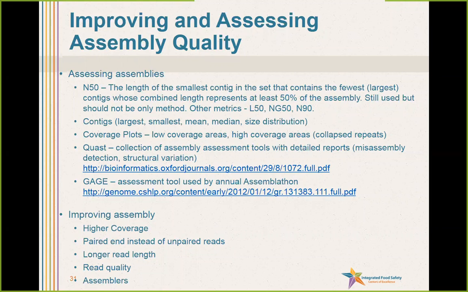There are also ways to improve assembly, which include having higher coverage, having paired instead of unpaired reads, having a longer read length, ensuring read quality, and utilizing assemblers.